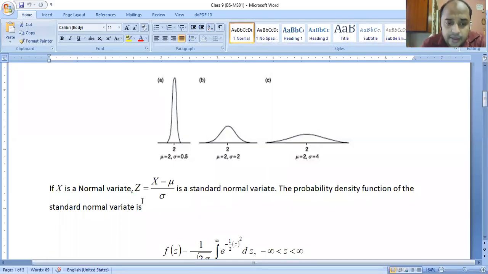Here is a new variable which is defined in the following way. If capital X is the normal variable, then another variable can be introduced here. The variable is denoted by Z. The variable is defined as capital X minus mu by sigma.